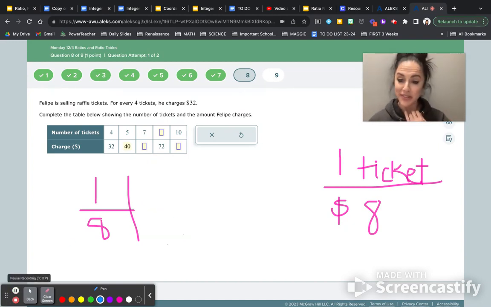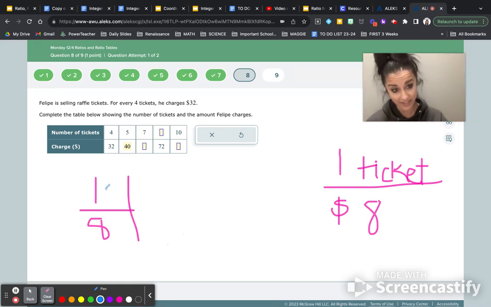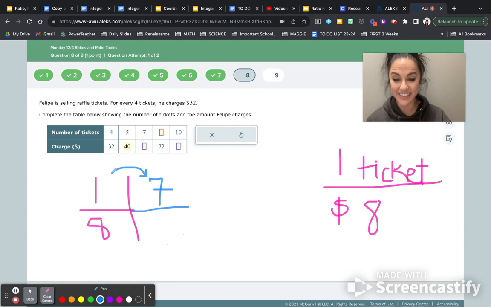So let's keep going. Okay, so now how much would 7 tickets cost? Well, if 1 ticket costs $8, how much would 7 tickets cost? And again, all I'm doing is using the unit rate to help me figure it out. 1 times 7 gets me 7. So to be equal, I have to do the same thing to the cost, right? So I'm going to take that cost of $8 and multiply it by 7, which gives me a cost of $56. Cool.